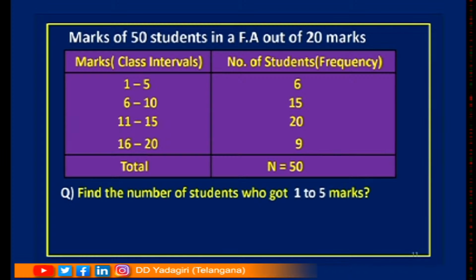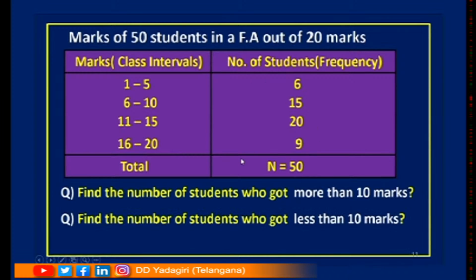Can you answer this question children? Find the number of students who got 1 to 5 marks. Yes, 6 students. Find the number of students who got 16 to 20 marks. Yes, 9 students. Can you find the number of students who got more than 10 marks? Children, using this table, can you find the number of students who got more than 10 marks? Is it possible? Can you find the number of students who got less than 10 marks? Is it possible using this frequency distribution table? No, it is not possible.